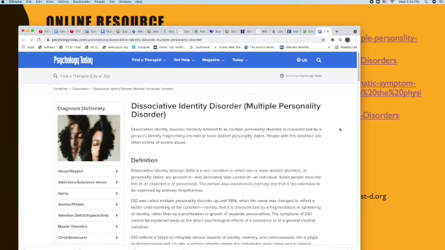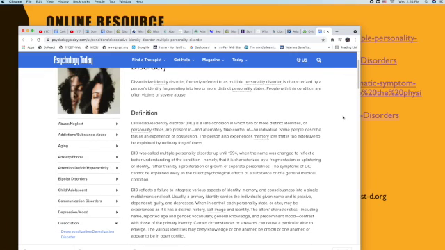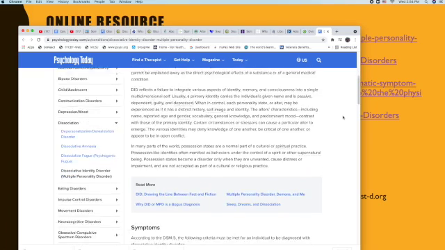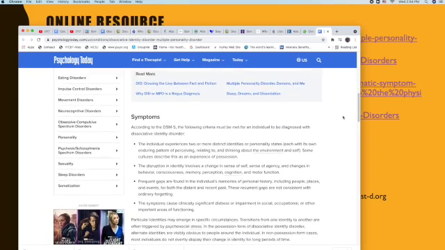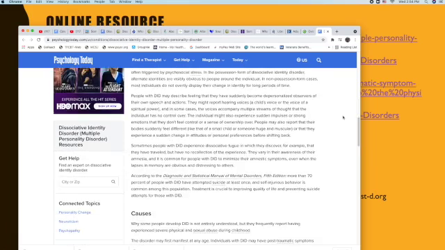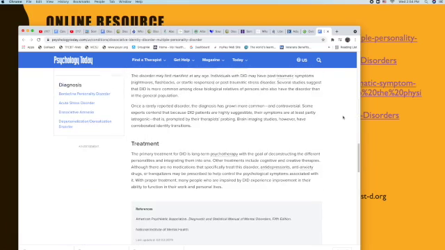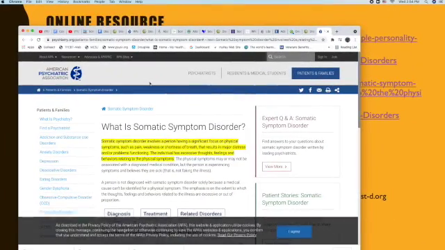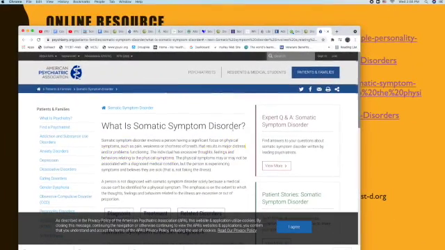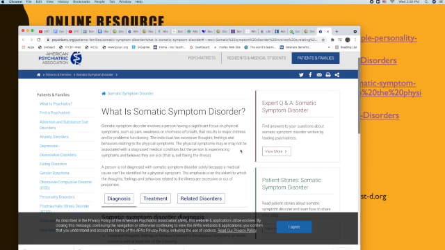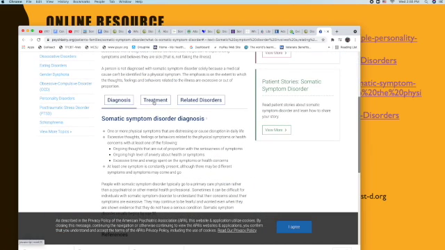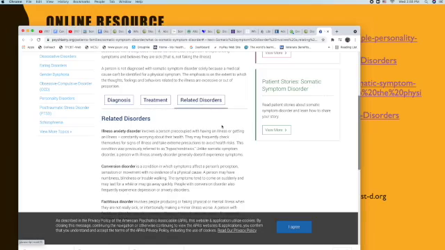And so here it talks about dissociative identity disorder. It's going to give you a definition, and sometimes they give you the definition that's found in the DSM-V, and sometimes they give you another definition. But then we go through the symptoms. You can go through the causes and the treatment as well, and so that's for that one. All right, so the APA talks about somatic symptom disorders, and I think it gives a nice, clear definition of what somatic symptom disorders are, and then you can go through the diagnosis, the treatment, and look at some of the other related disorders.